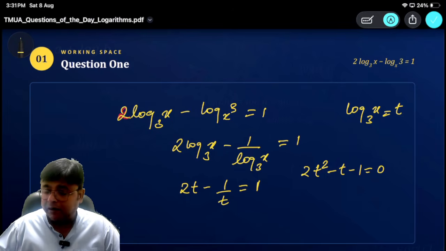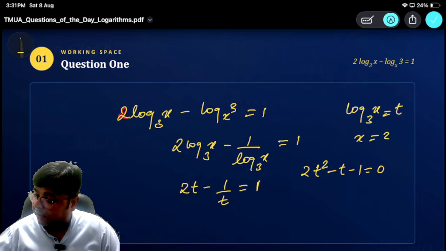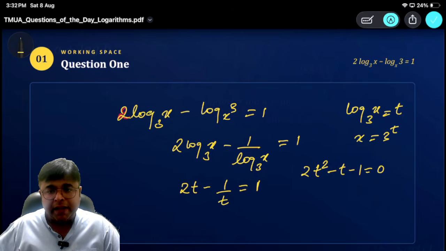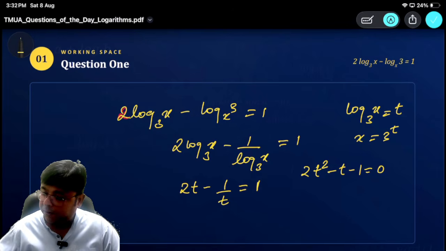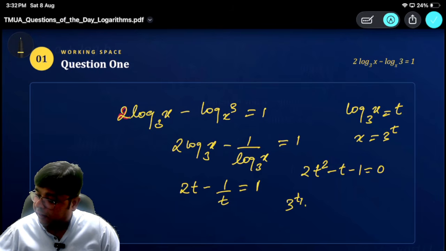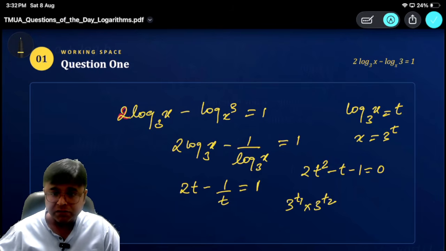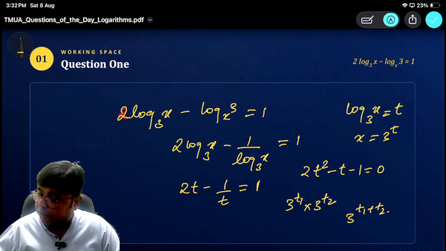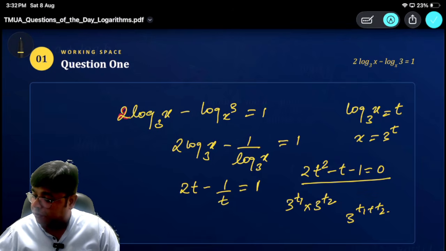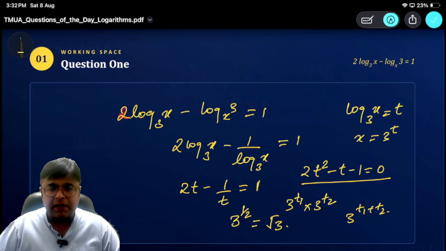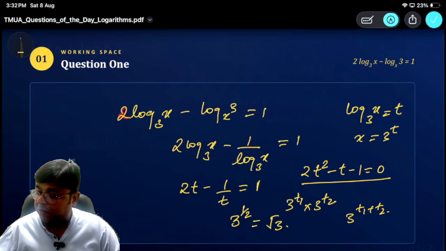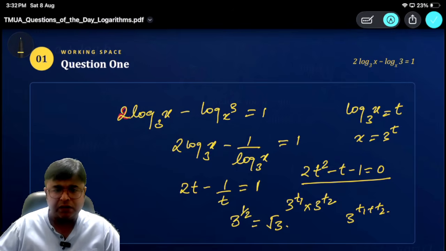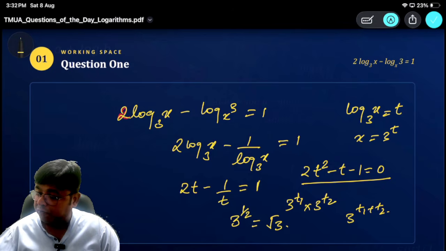I know x is 3 to the power t. So my product will be 3 to the power t1 into 3 to the power t2, if t1 and t2 are the solutions. So it becomes 3 to the power t1 plus t2. I know the sum of roots from the equation is minus b by a, so my answer becomes 3 to the power half, which is root of 3. I don't necessarily have to calculate each root and then sum it up, which I also can do.